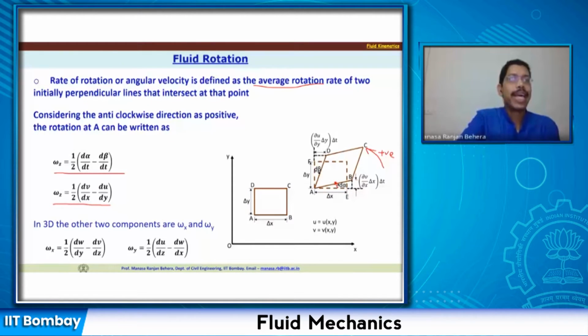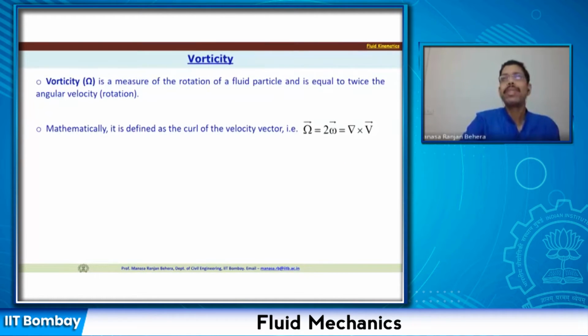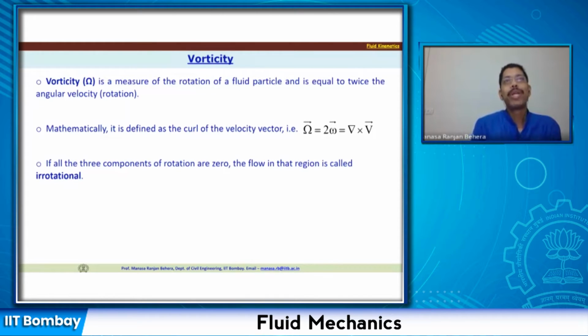If we take del as the operator, it is nothing but d by dx plus d by dy plus d by dz in 3D. So in 2D it is going to be d by dx plus d by dy, and the velocity vector is u and v. If you take a cross product, then you will get this expression here, del cross v. All right. So now if all three components of rotation are 0, the flow in that region is called irrotational, which I have already explained.